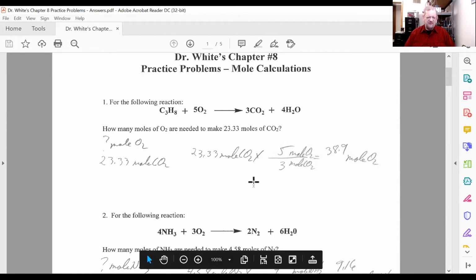These are exact numbers. And here's my mistake. This is 4 significant figures. My answer should be 4, so this really should be 38.88, not what I have there. And that's how you do it. Remember, the coefficients of a balanced chemical equation give you molar ratios. In this reaction, 1 mole of propane, C3H8, reacts with 5 moles of oxygen to give 3 moles of CO2 and 4 moles of water.